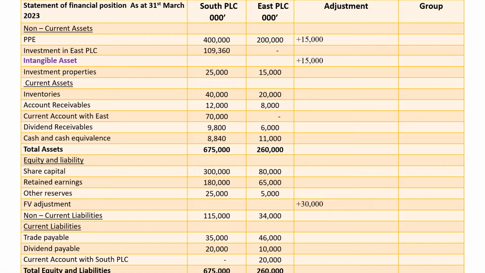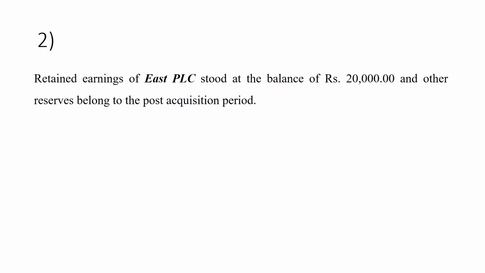Therefore, in the statement of financial position, under intangible assets, we are going to reduce 8,250. Now, let's move on to the second additional information. It said that retained earnings of East PLC stood at a balance of 20,000 and other reserves belong to the post-acquisition period. Therefore, we have to take into consideration, in the fair value of net assets, the pre-acquisition reserves of East PLC.